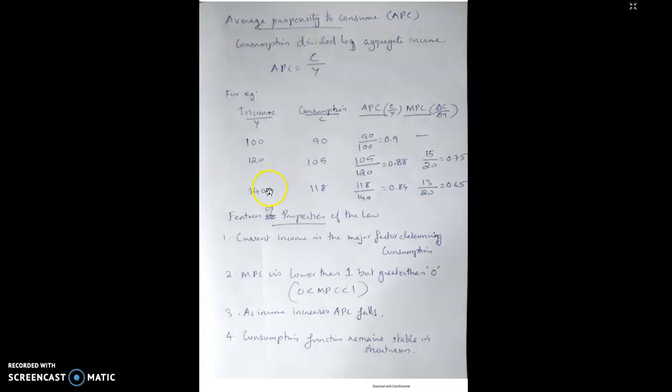Now income further increases to 140. The consumption naturally increases to 118. So average propensity is 118 divided by 140, which is equal to 0.84. So this is average propensity to consume. Marginal propensity means the change. So in the first case there is no change. In the second, when income increases, the change is 120 minus 100.